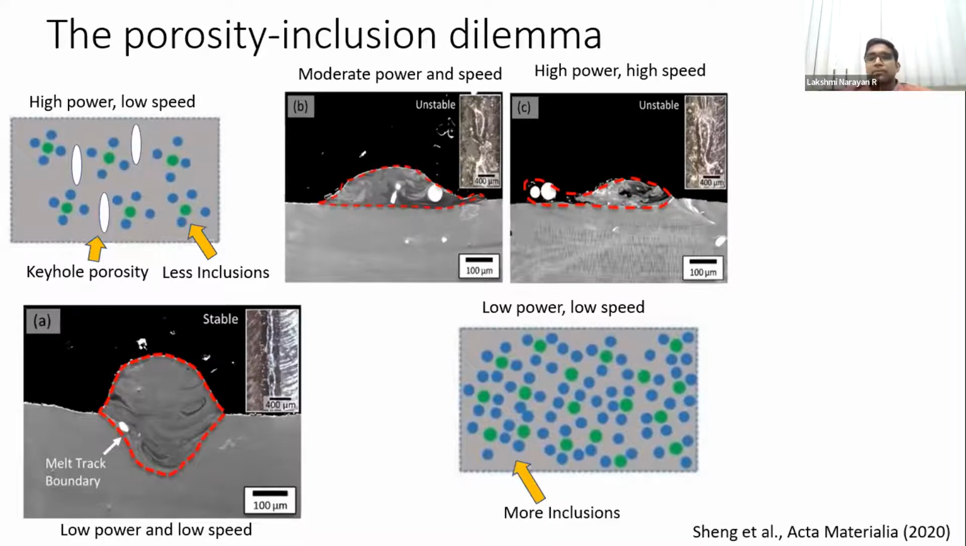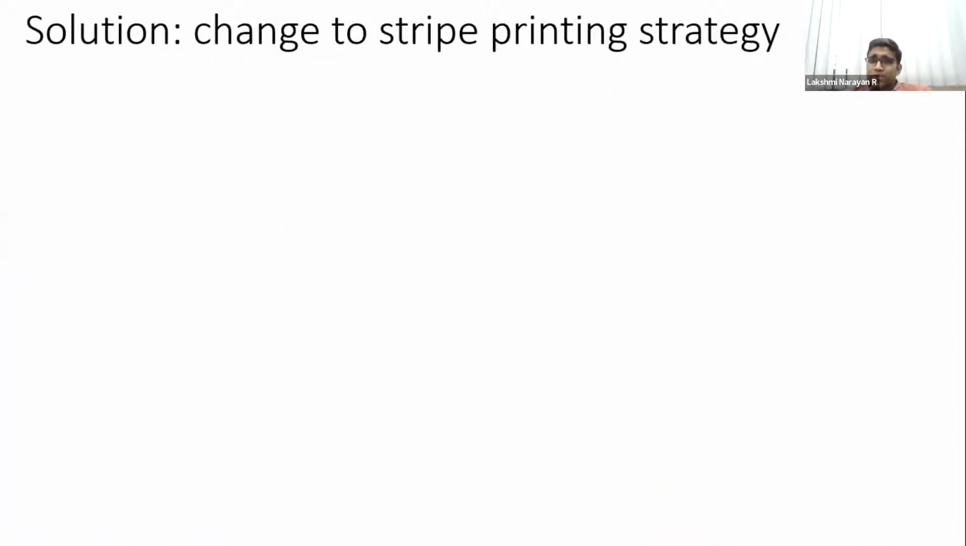So what really happens is that we now have a clear trade-off. One is you have a very high power and low speed combination. One is low power, low speed combination. Or even if you look at low power, high speed combination. I'm sorry, here I should have written high speed possibly. Even if you use that, you will always have either these porosities or inclusions. So that's always a problem. So this dilemma has to be solved. How do we optimize this?